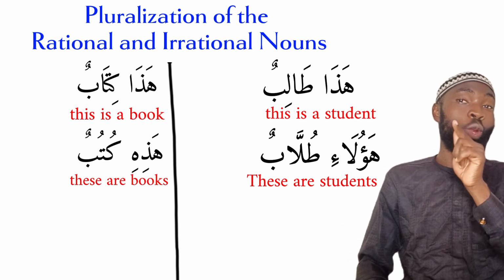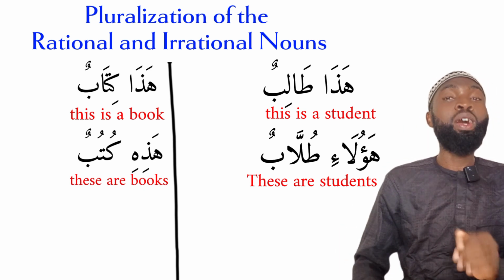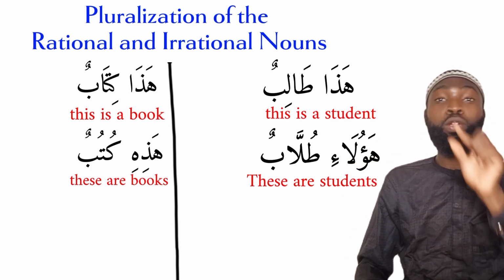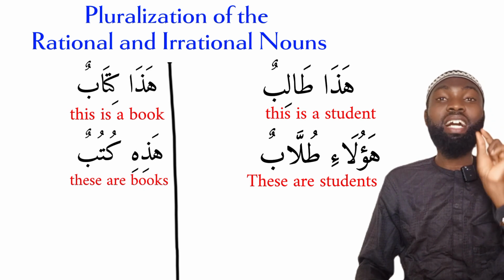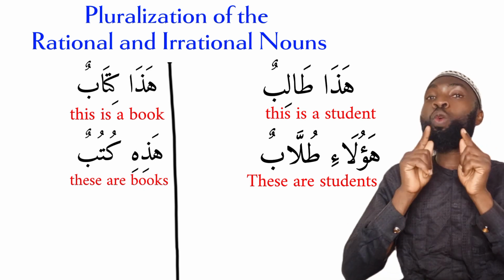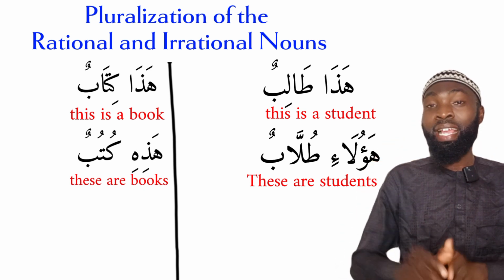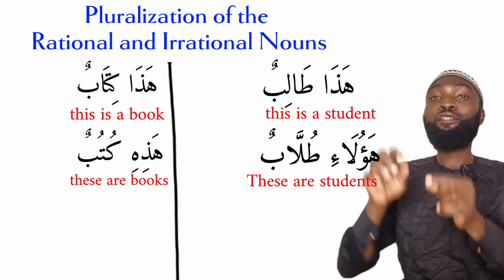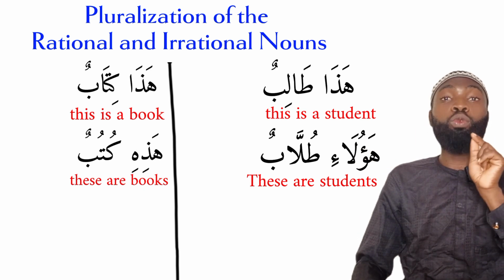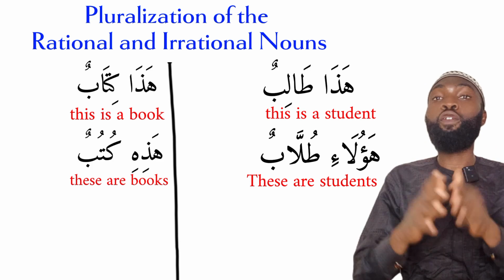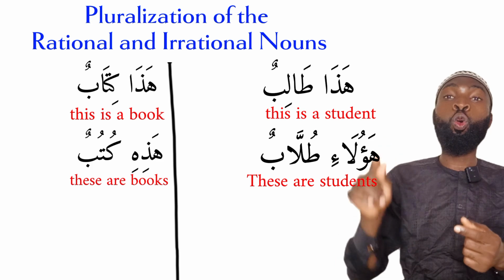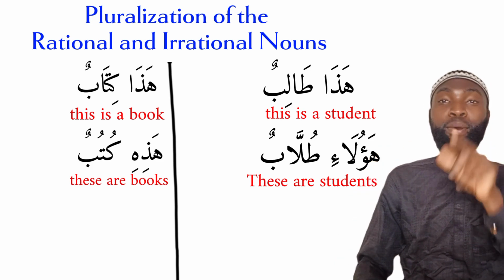Coming to the irrational, we said هذا كتاب, this is a book. When the books are many, we did not say هؤلاء. Do you know why? Because هؤلاء is only used for the rational nouns, for humans, jinns, or the angels. So when we come to things or concepts, we don't say هؤلاء, rather we say هذه. We will now be using the feminine word to qualify the irrational noun. So it is wrong for you to say هؤلاء كتب. What you should say is هذه كتب, these are books.